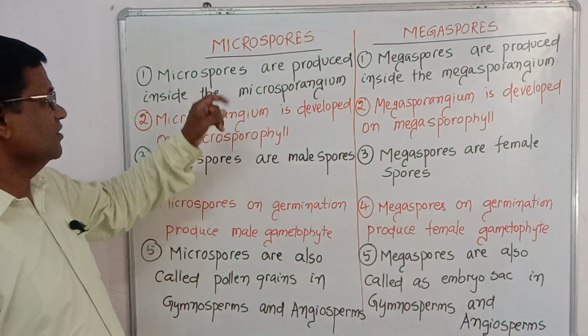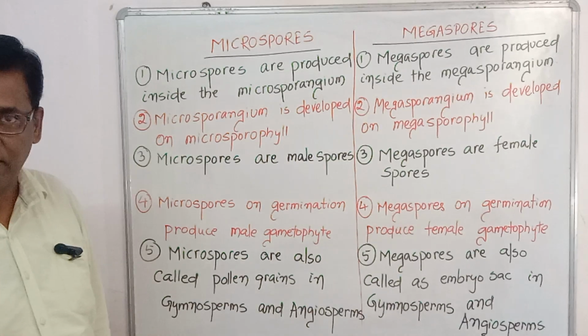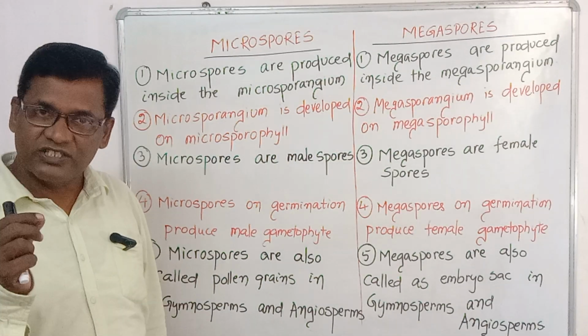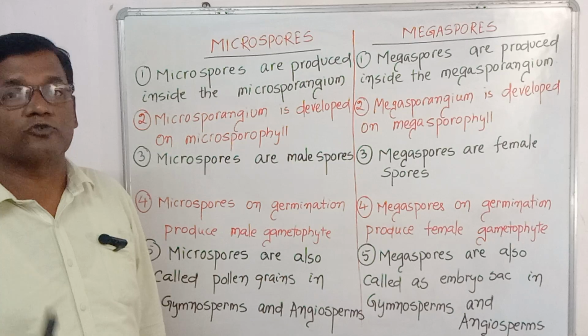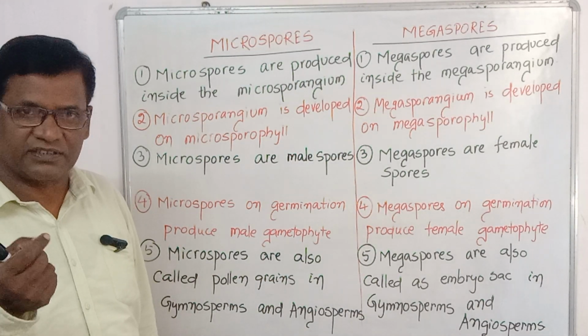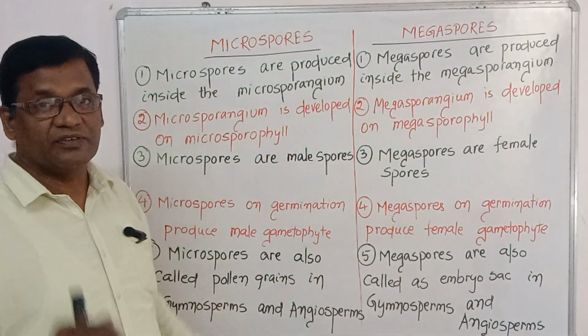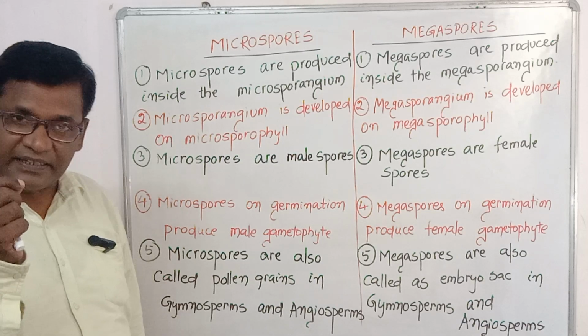Now before starting, what does micro mean? Micro means very small. Just like the microscope. With a microscope we are able to see small objects. That's why it is called a microscope. Like that, microspores means very small sized particles.